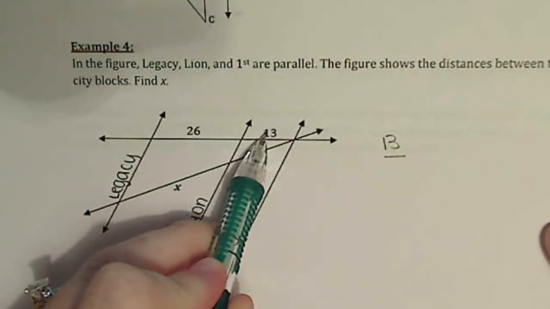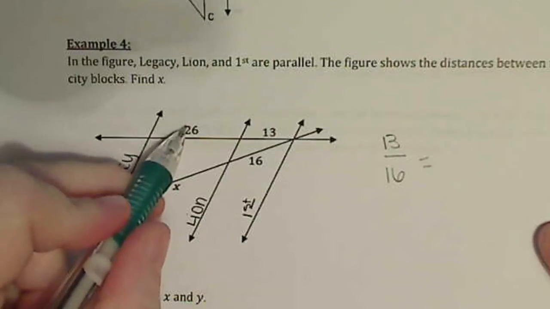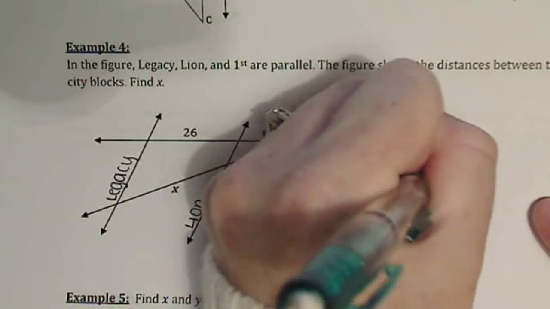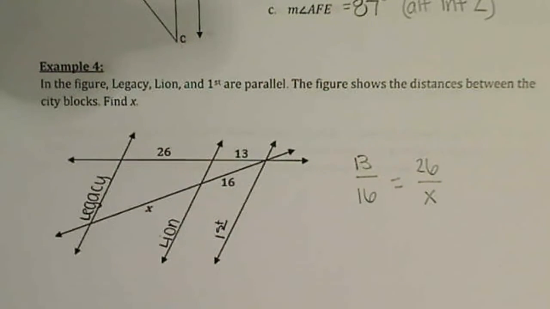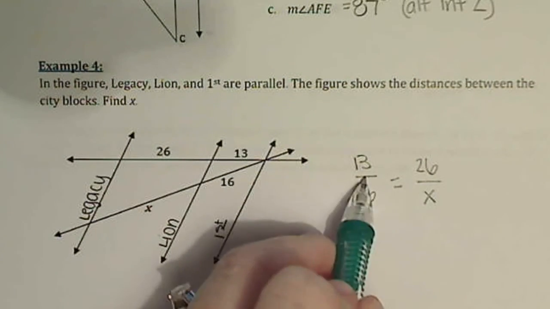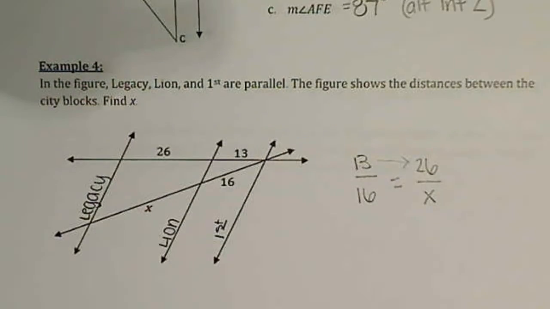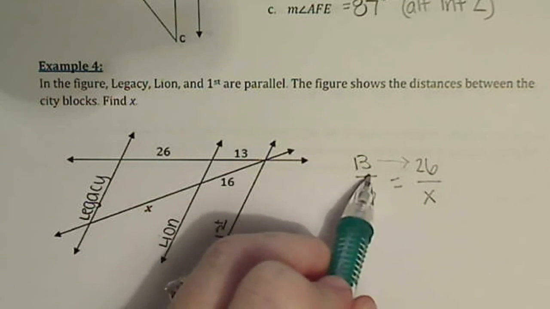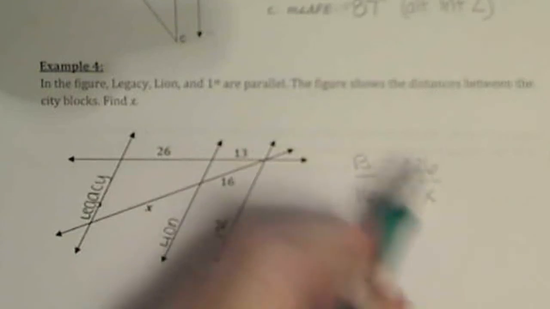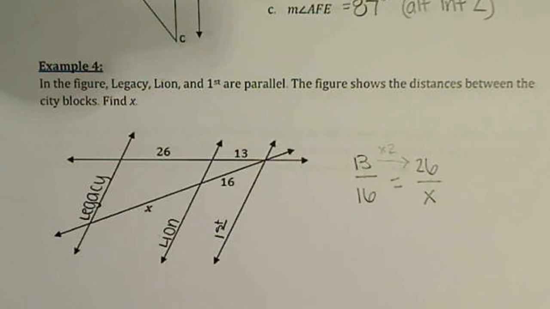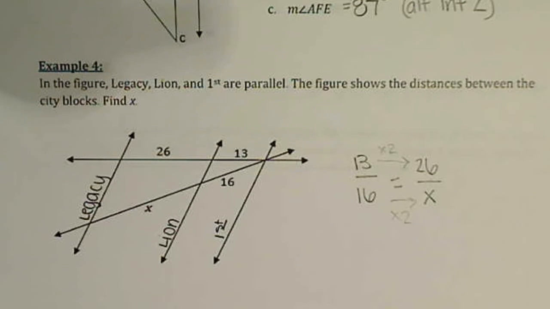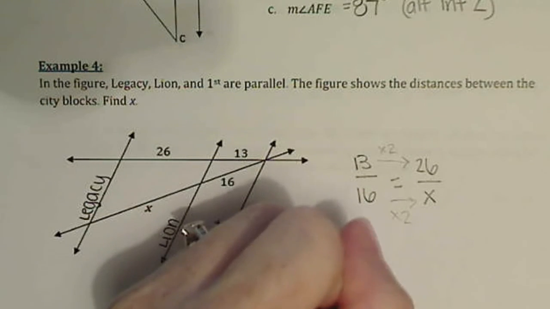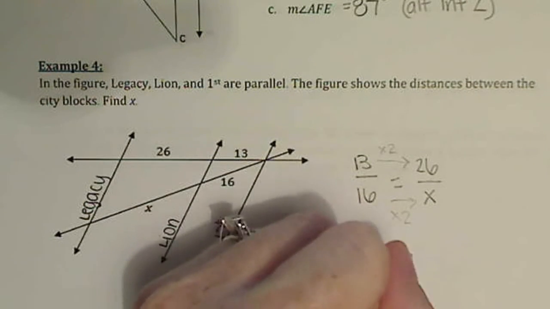13 over 16 equals 26 over x. Now some of you may remember a shortcut to proportions. You can of course cross multiply, but I noticed that 26 is twice as big as 13. So x is also going to be twice as big. So x is going to be 32.